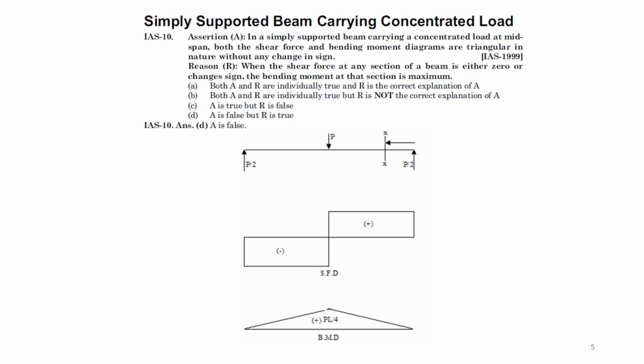A simply supported beam carrying concentrated load at mid span, both the shear force and bending moment diagrams are triangles? No, this is absolutely wrong. But this is correct: when the shear force at any section of the beam is either 0 or changes sign, the bending moment at that section is maximum. Yes, this is correct. So the answer is D. The first is not triangular, it is rectangular. For the first case they are saying triangular, no, it is actually rectangular.